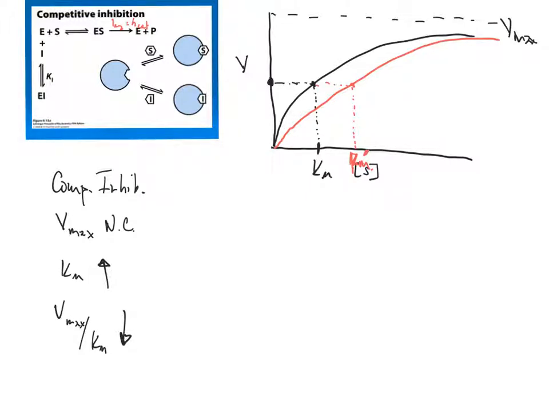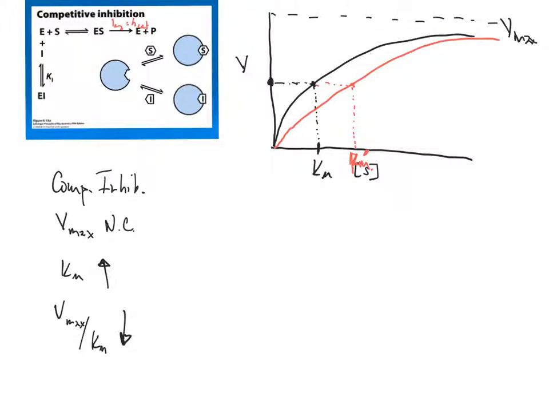But now you can also see that the slope of this line right here is smaller than the slope of the other, not as steep. This one's steep and high, this one's smaller, more shallow. So you can see it here on the graph that it affects Vmax over Km as well.